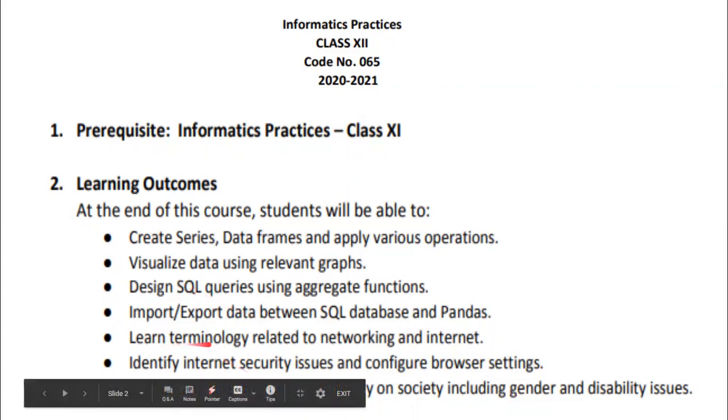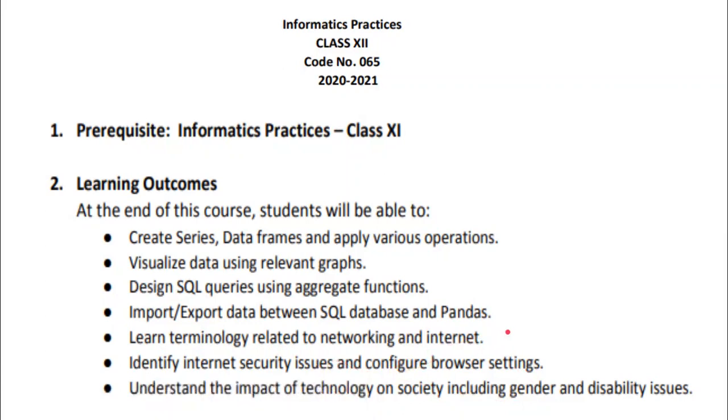Then learn the terminology related to networking and the internet. Identify the internet security issues and configure the browser settings. Then the societal impact of the internet, that we are going to study. That is the learning outcome. Once you complete the whole book, these are all the learning outcomes presented by the CBSE.